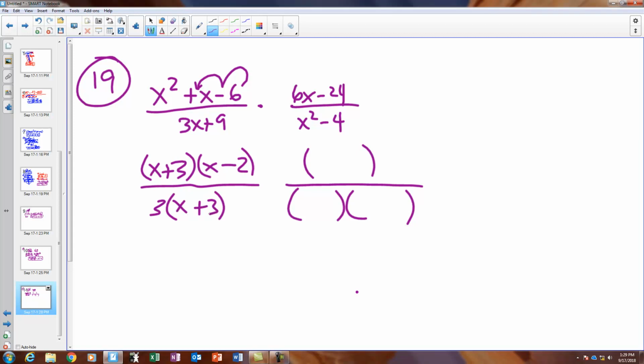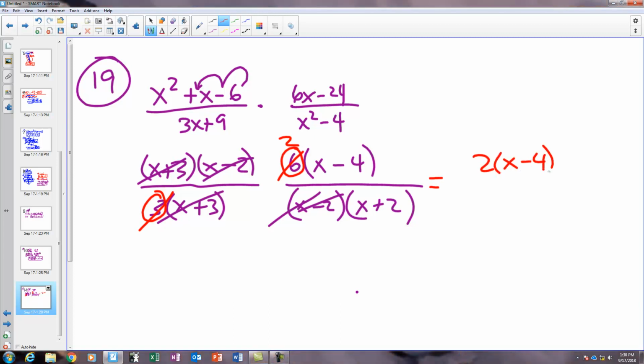On the top over here, it looks like a 6 is in common. That leaves me with x minus 4. And then on the bottom, it's a difference of squares, x minus 2, x plus 2. I go through looking for cancellations like x plus 3 and x minus 2. But here's where sometimes we forget: these single numbers, when there's multiples of them, sometimes they reduce as well. So that 3 goes into 6 2 times, so that's a simple simplification there, leaving me with 2 times x minus 4 all over x plus 2, where x is not negative 2.